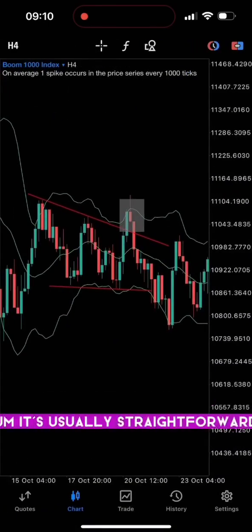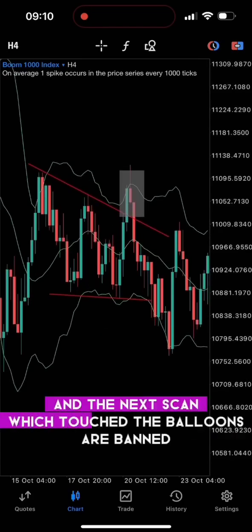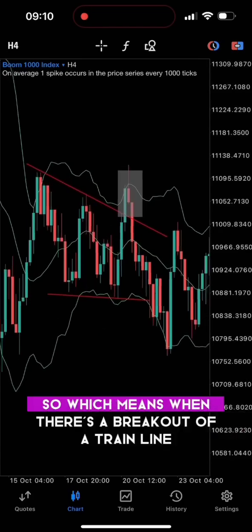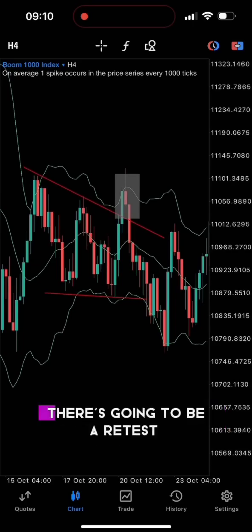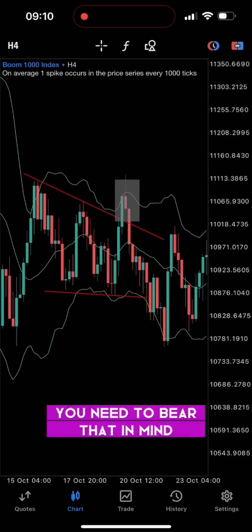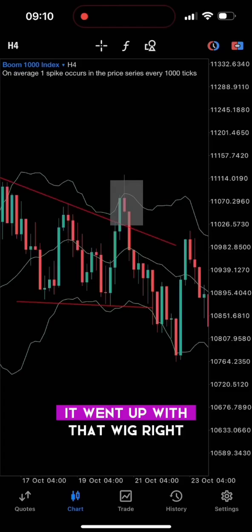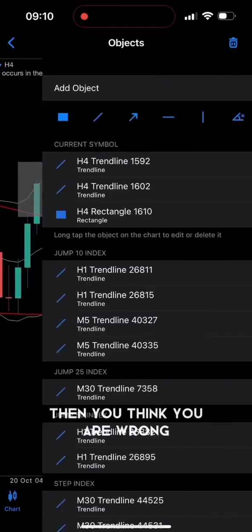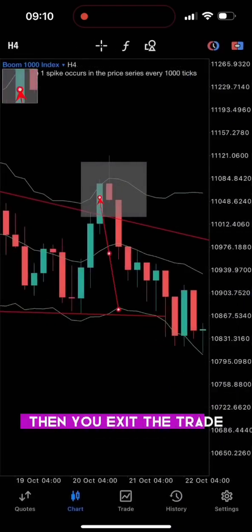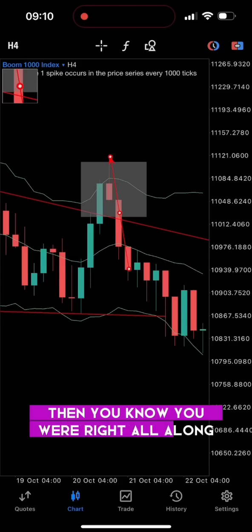It's usually straightforward. Like here, you see there was a breakout, right? And the next candle touched the Bollinger Band, which means when there's a breakout of a trend line, there's going to be a retest. So when you're trading, you need to bear that in mind. But there are some of you who will go full margin on a trade like this. Just look at it. It went up with that wick, right? You started buying. Then you think you are wrong, then you exit the trade. After that, it goes down with a wick. Then you know you were right all along.